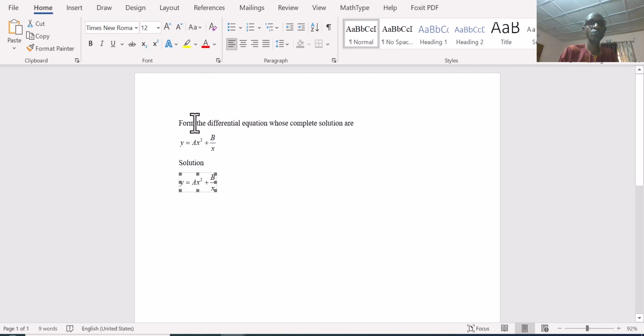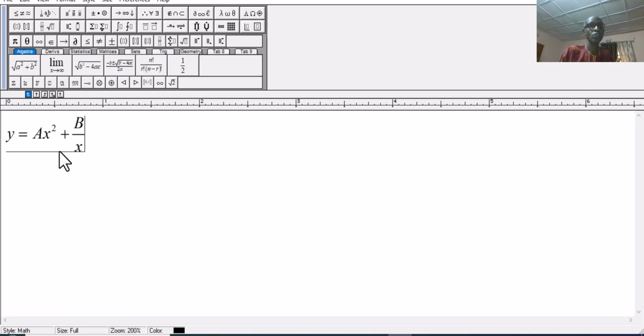So this question says, form the differential equation whose complete solution is y equals ax squared plus b over x. So let's see how we go about solving that. Now, this is the question: we want to form the differential equation.